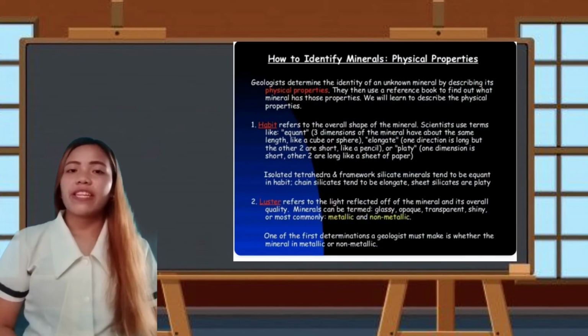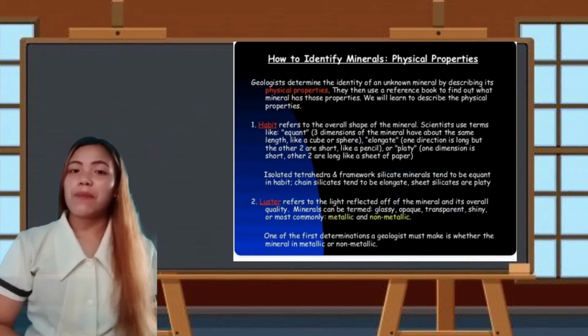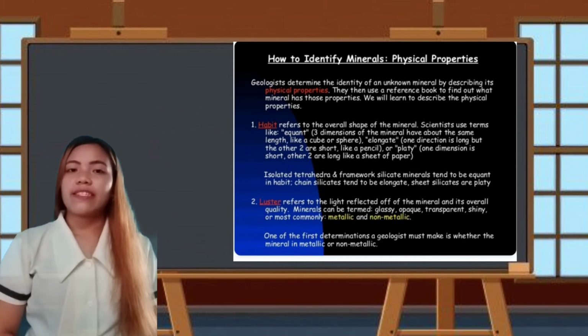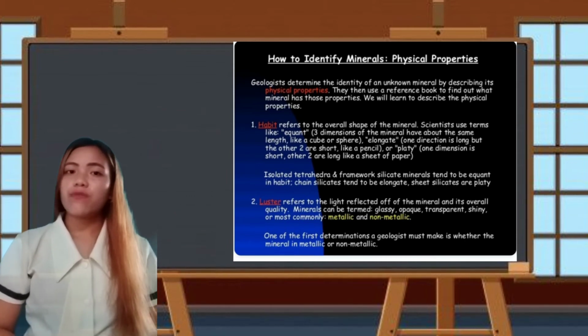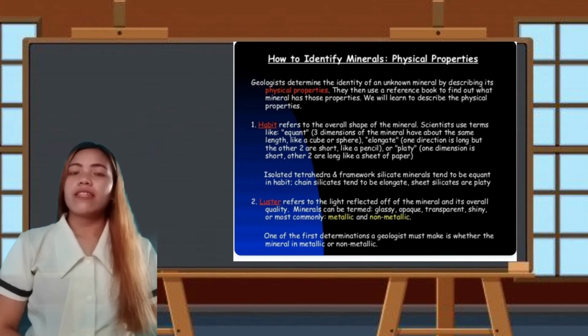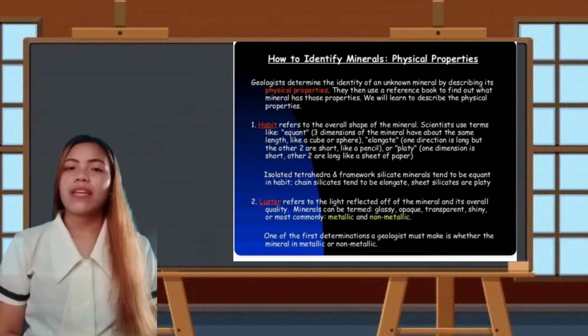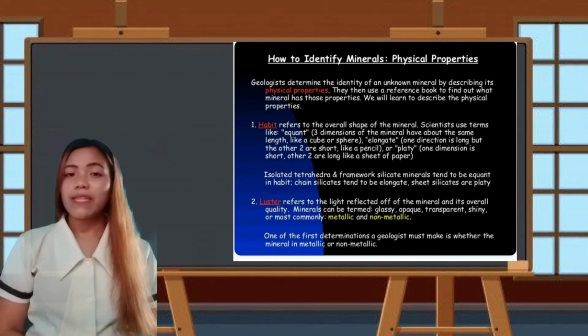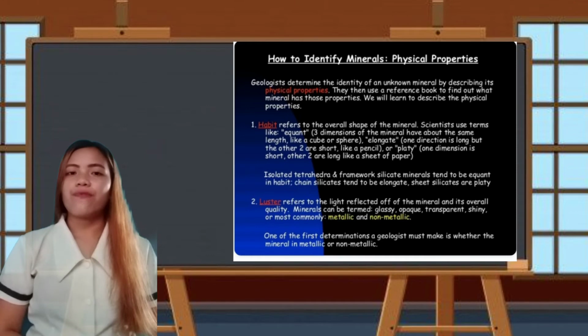How to identify minerals: physical properties. Geologists determine the identity of an unknown mineral by describing its physical properties. They then use a reference book to find out what mineral has those properties. We will learn to describe the physical properties.